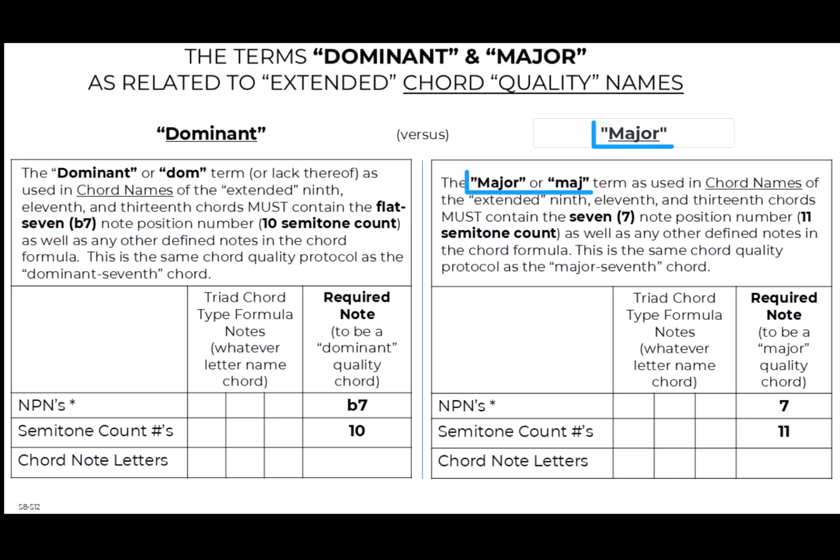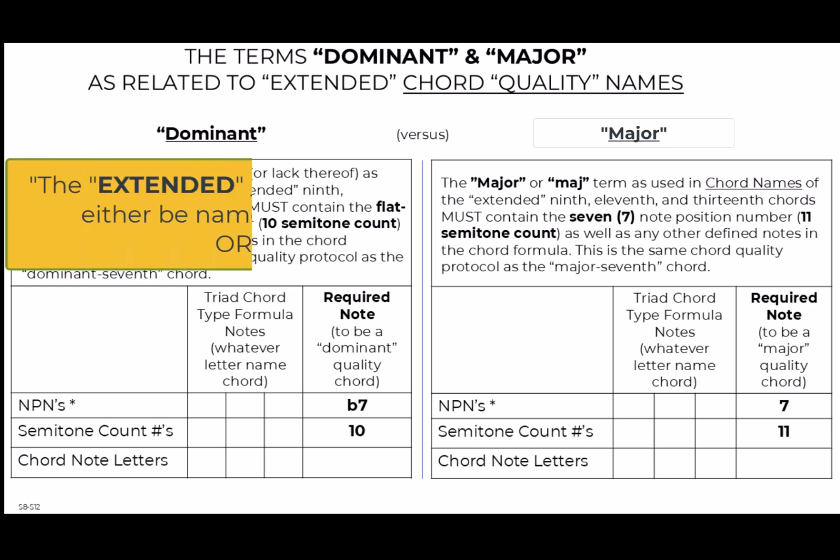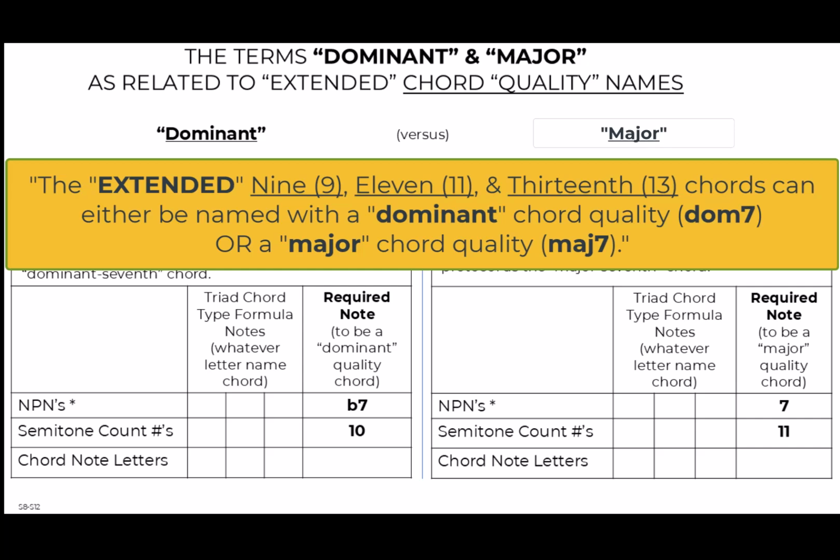For the major or the MAJ term in extended chords, understand that there are also major ninths, major 11th, and major 13th chords, all of which must contain the note position number 7 to make them an extended MAJ chord, and includes any additional notes as identified in their respective chord formulas. So in summarizing in general terms, just know that the extended 9, 11, and 13 chords can either be named with a dominant chord quality or a major chord quality, along with the additional notes as defined by its chord formula. Now let's resume with a few more specific chord examples.